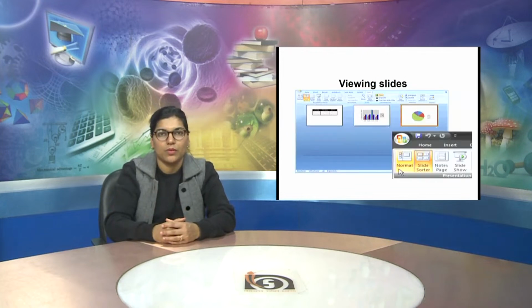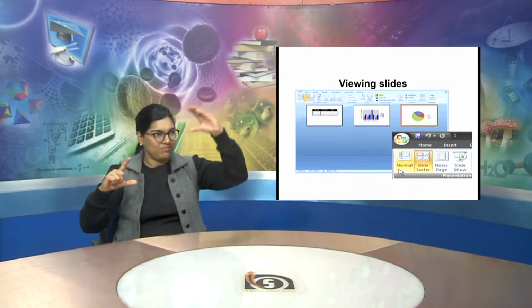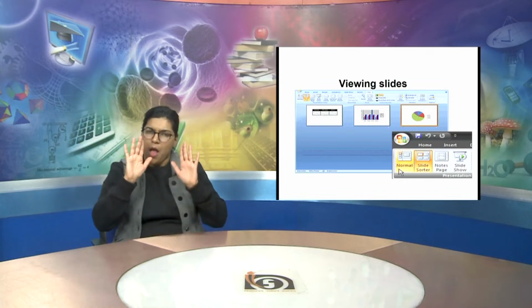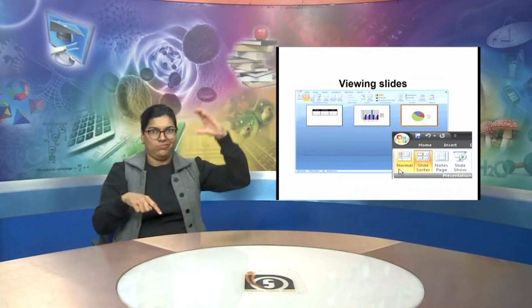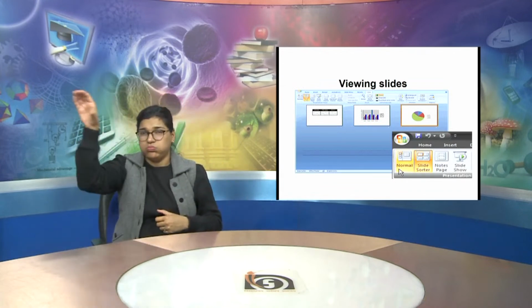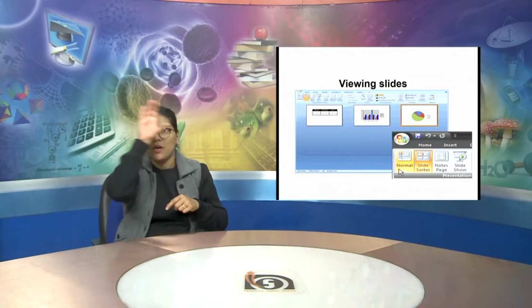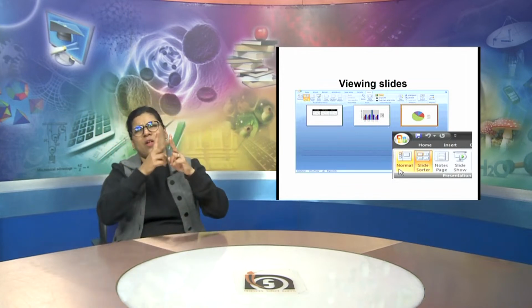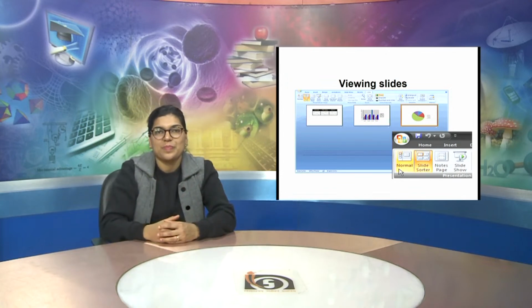Now here you can see the viewing slides. Here you can see the smaller icon. In this, the word normal is written. If you want that to be changed into slide sorter, then that also can be chosen. And there is also another option; you can try all these different options yourself and then understand.